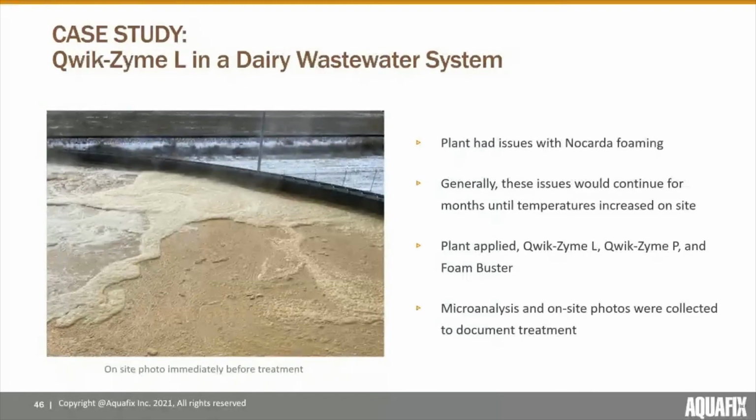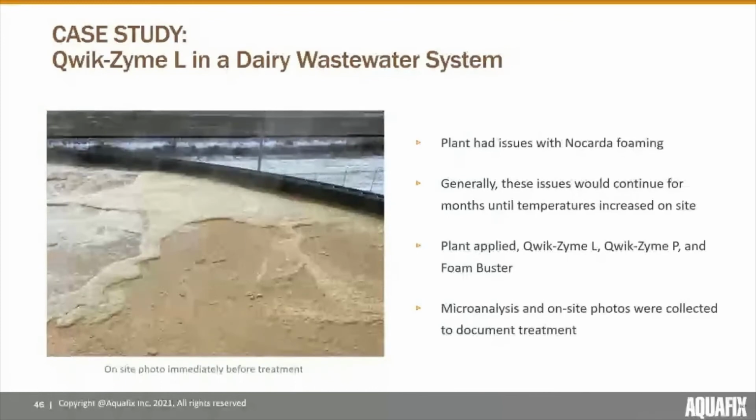So in this case, they applied Quicksime L, Quicksime P, and Foam Buster to the system. Quicksime P is a product we generally recommend for dairy systems in particular. Quicksime L and Foam Buster being kind of our standard foaming from nocardiiforms treatment. They also increased wasting a little bit at this point in time.